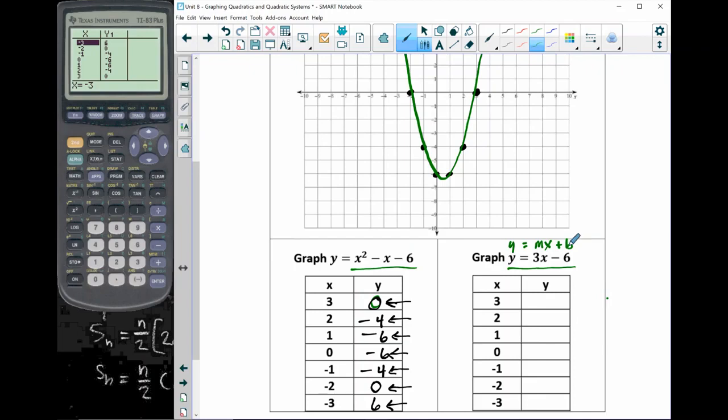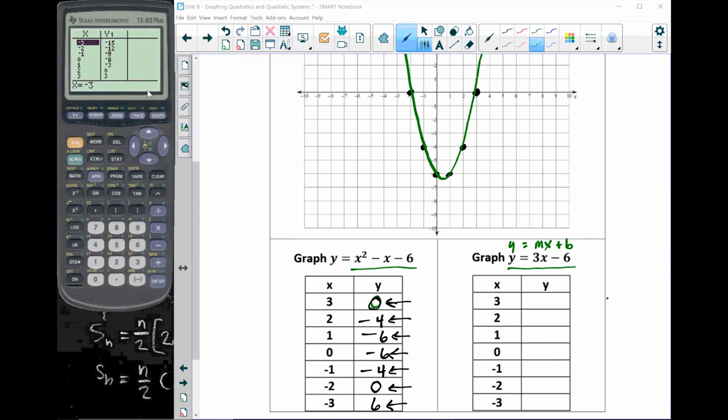Now, if you find it easier to use the y equals button, we're going to clear out that old equation, and let's put in this one, 3x minus 6. Now I can graph that line, and it's going to look like a straight line. But I can also look at the table by pressing second graph.